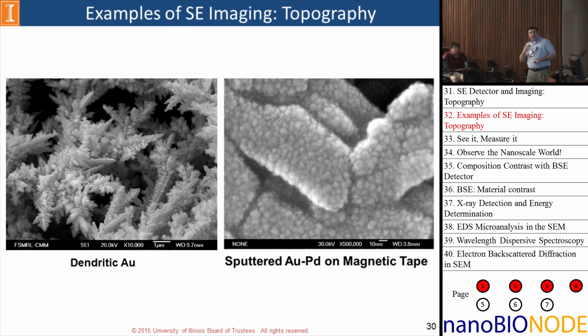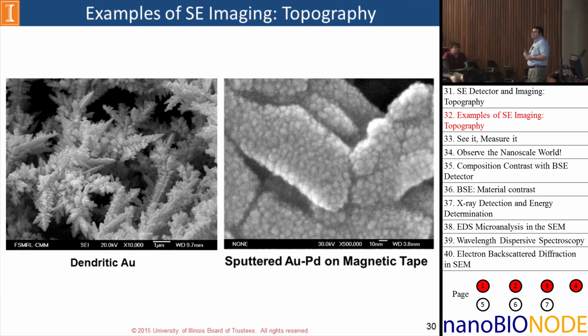Some examples of SE-based imaging. Dendritic gold here, we can see some nice surface microstructure. And then just one resolution-based image. Note the scale bar here, 10 nanometers, about that. And we can see these small, sputtered AuPd particles on magnetic tape.